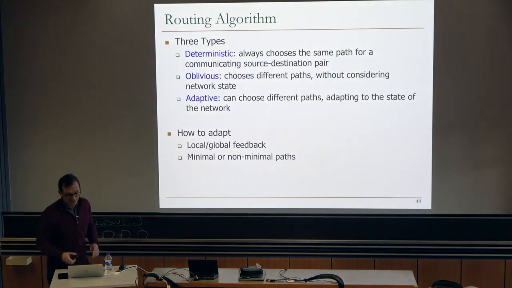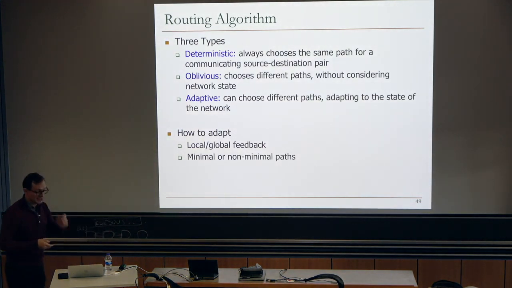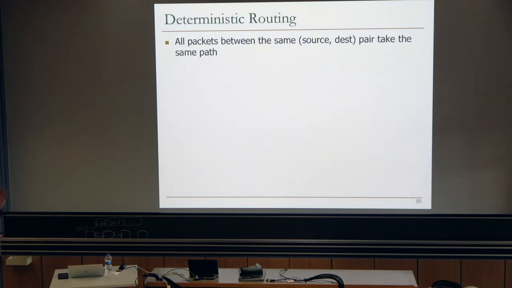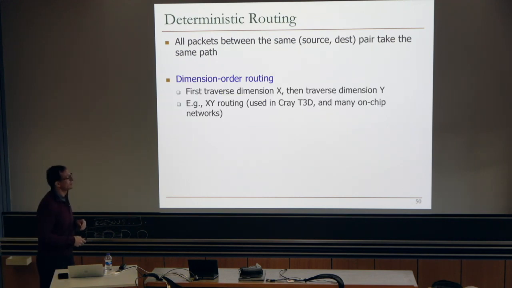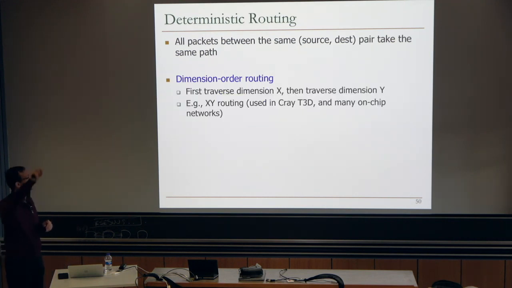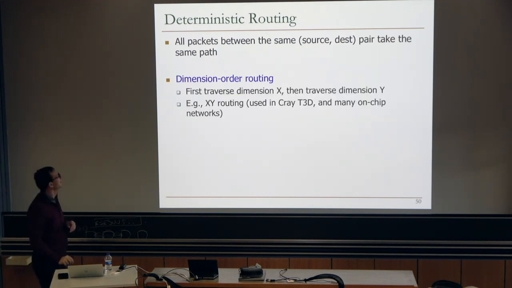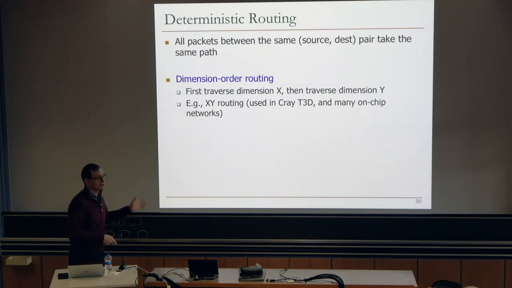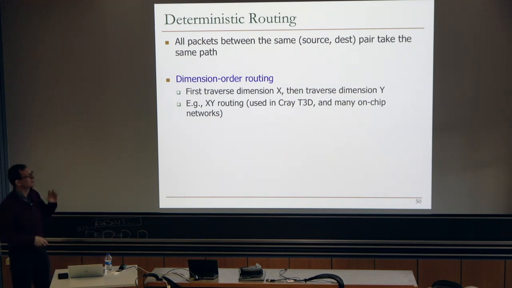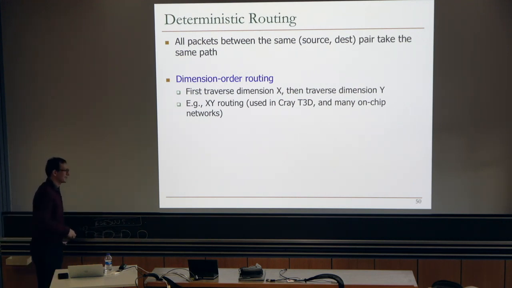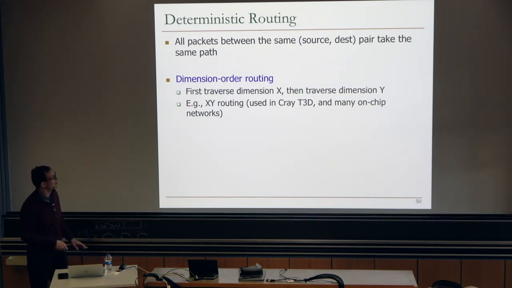Okay. So let's examine each of these in a little bit more detail, although I've given you a lot of the trade-offs that I'm going to talk about. Essentially, deterministic routing is simple. All packets between the same source and destination pair take the same path. Dimension order routing that we examined is one example. You first traverse the x dimension and then traverse the y dimension. It's also called XY routing, and this was used in some early supercomputers, and many on-chip networks actually adopt this. It's simple, it's nice, but it can lead to a lot of congestion in the end.